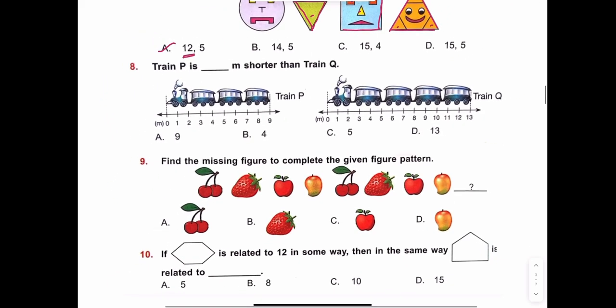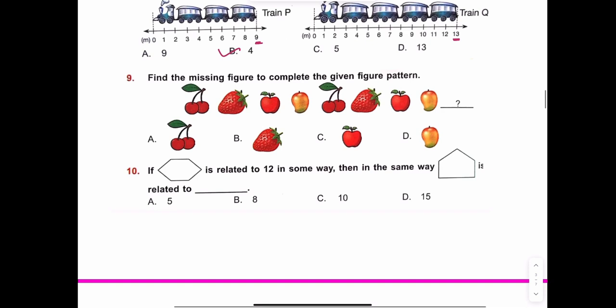Next, question 8, the train P is blank meters shorter than the train Q. The train Q length is given as 13 and train P is 9. So 13 minus 9 is 4. So train P is 4 meters shorter. Option B. Find the missing figure to complete the given figure pattern. Just see the pattern first. It is cherry, strawberry, apple and mango. Cherry, strawberry, apple and mango. So again it will start from the cherry.